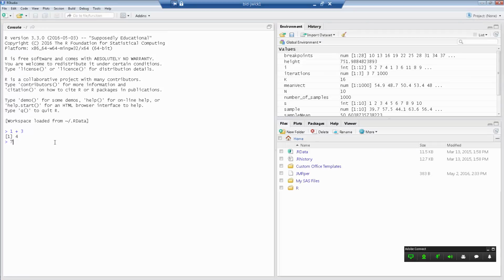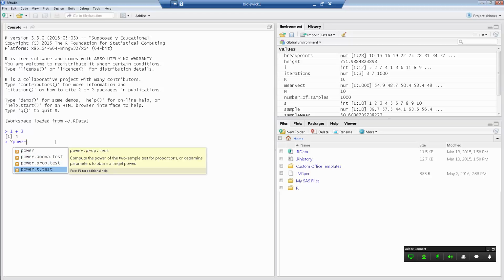So I'm going to call on the R help by typing a question mark, and I'm going to ask, how do I do power? The nice thing about R is that it will try to think ahead and give me different functions that I can actually use. There's a power function, and it tells me a description of that function. There's a power for ANOVA, and a power for a test of proportions, and a power for the t-test. So I want to use this t-test, which tells me that it will compute the power of a 1 or 2 sample t-test, or determine the parameters to obtain a targeted power.